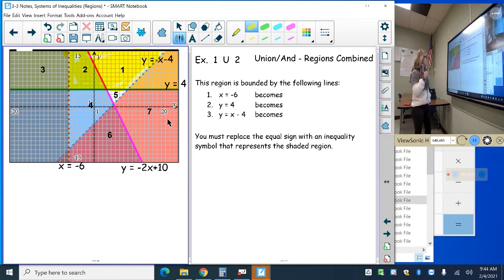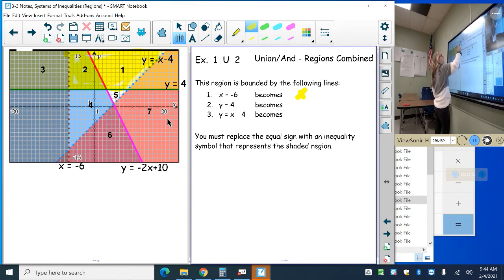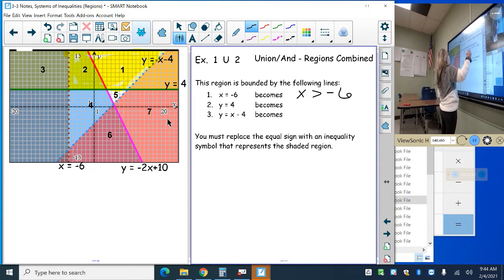Then I have to decide, okay, I have to replace the equal signs with inequality symbols. So let's go ahead and do that. So I'm going to x equals -6. Well, the yellow line is more than, but it's dotted, so that means x is greater than -6. That means everything over here. And then as soon as we go to y equals 4, it's going to be greater than, but it's a solid line, so we would say y is greater than or equal to 4.